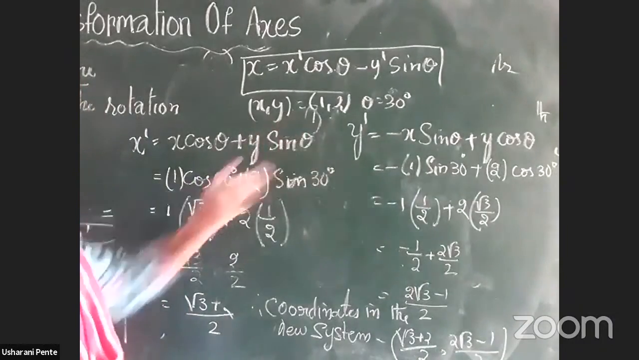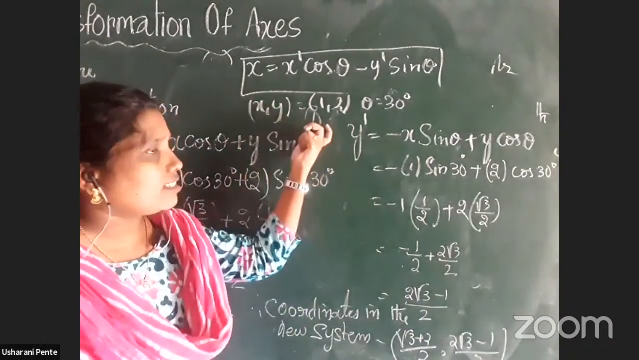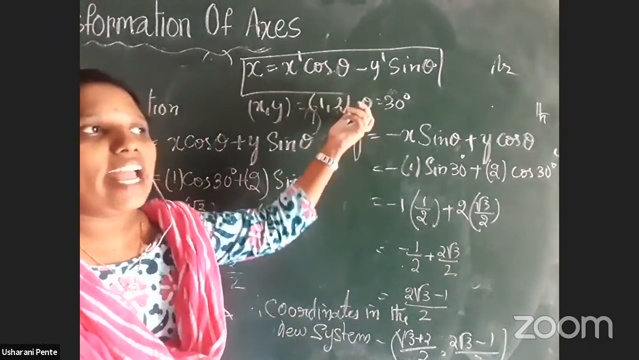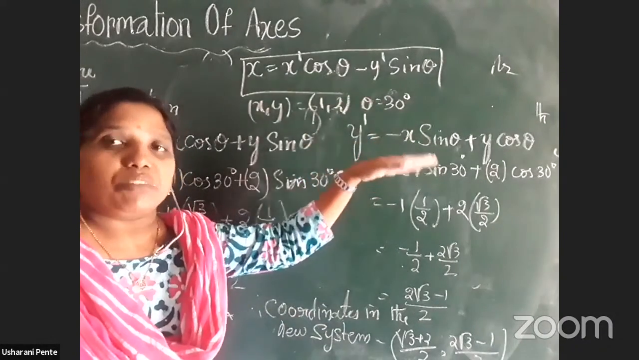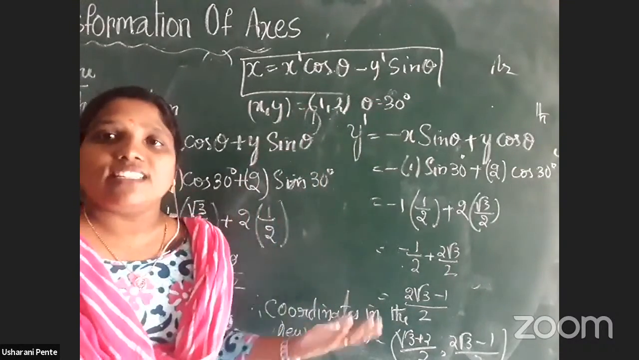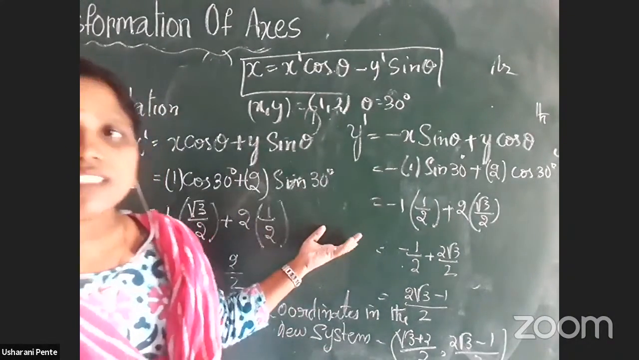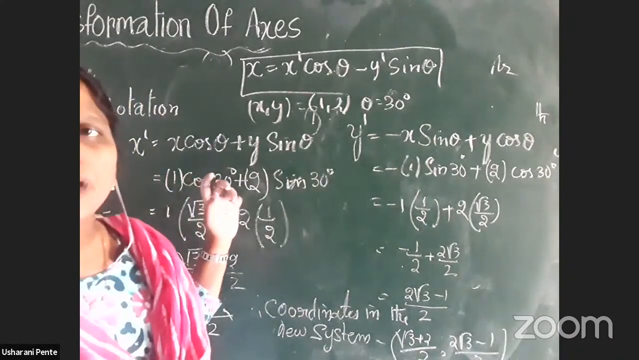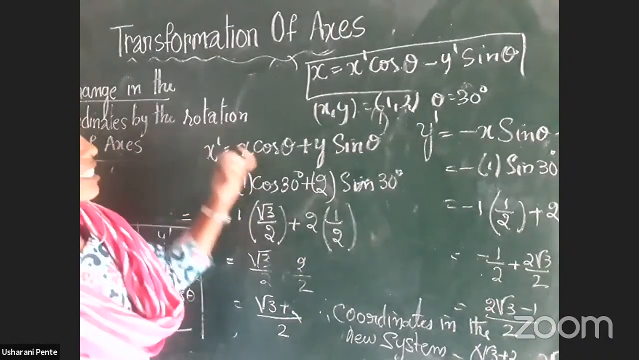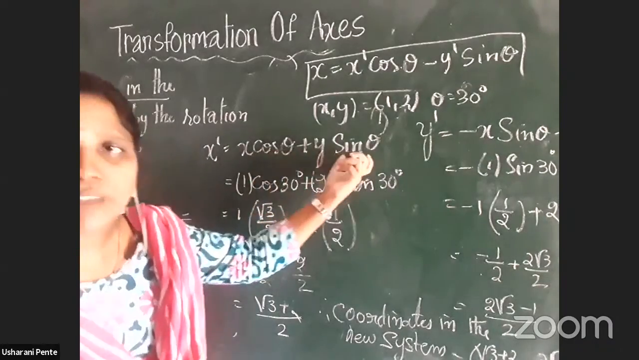Okay. So here they have given the coordinates with respect to the original system, and also the theta value through which the axes are rotated. The coordinates have been rotated through an angle theta. So we need to find the coordinates in the new system. How do we find them? Through the formula, we just substitute. X dash is equal to x cos theta plus y sin theta.